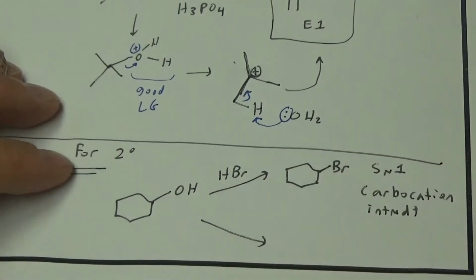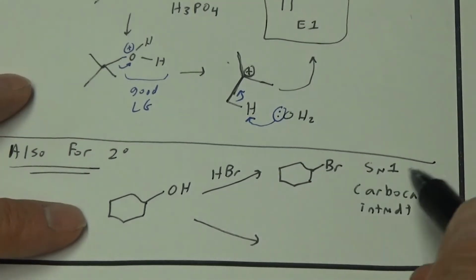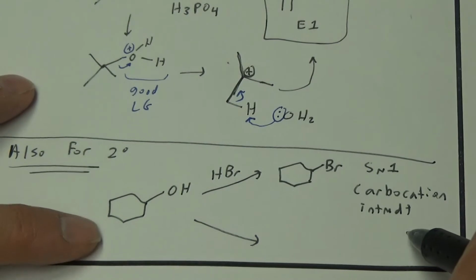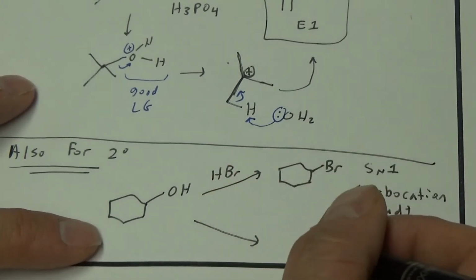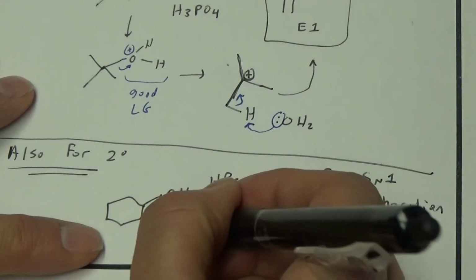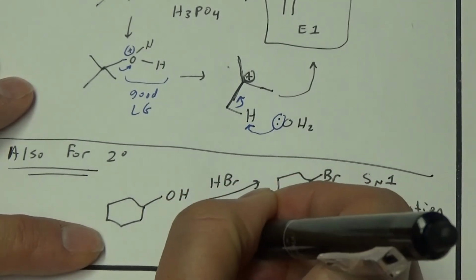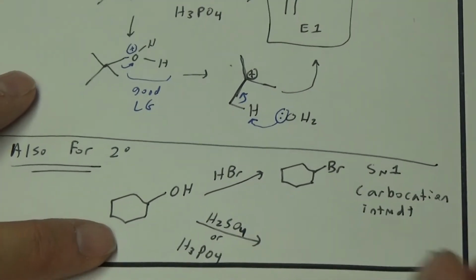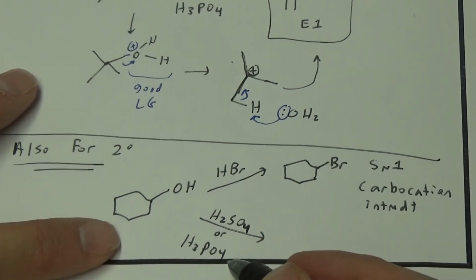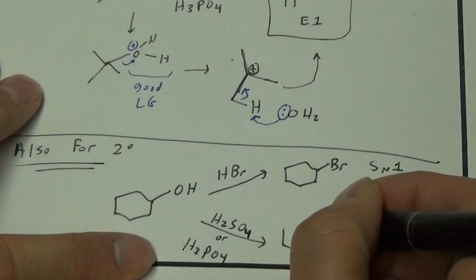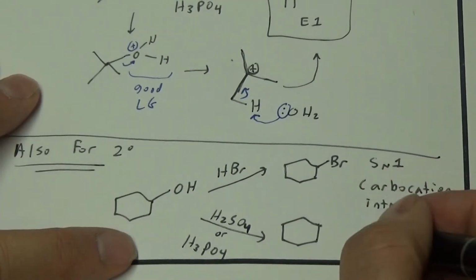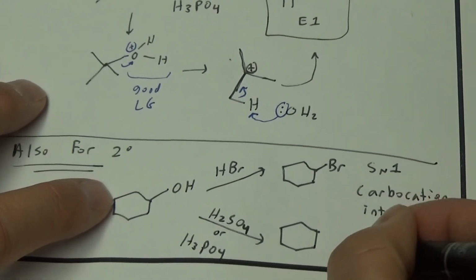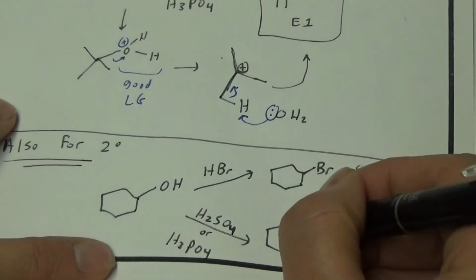And what if I use a non-nucleophilic acid? HBr is a nucleophilic acid. I get SN1, carbocation. What are the non-nucleophilic acids? There's two of them. Something acid and something else acid. H2SO4, sulfuric acid, or phosphoric acid, H3PO4. What kind of products do you get there? Not a bromide, it's actually E1. Also with the carbocation. And the product is an alkene, right?